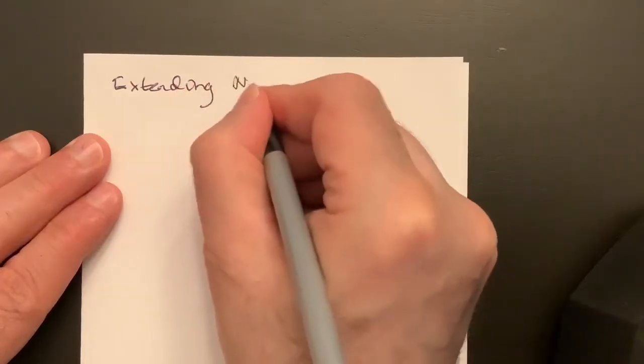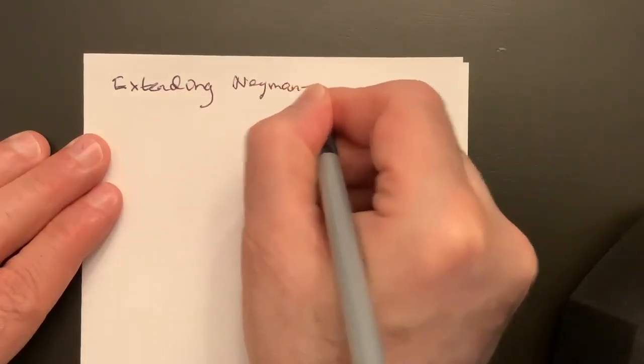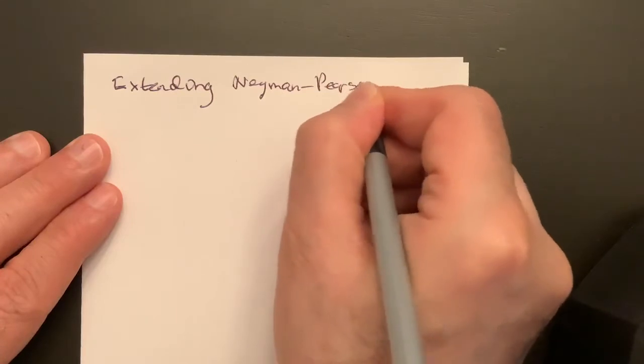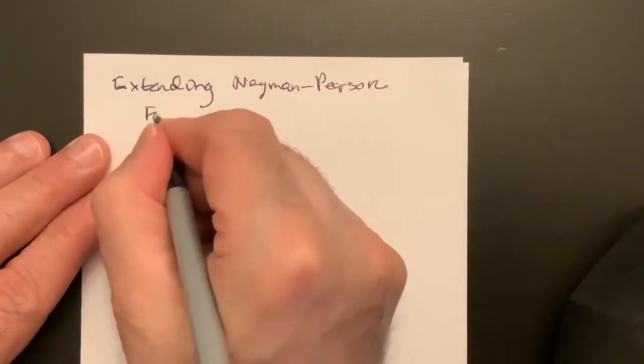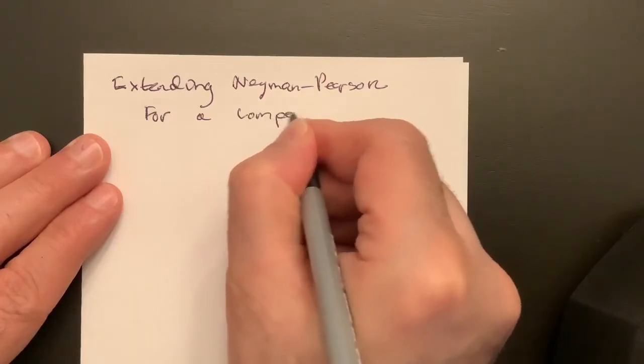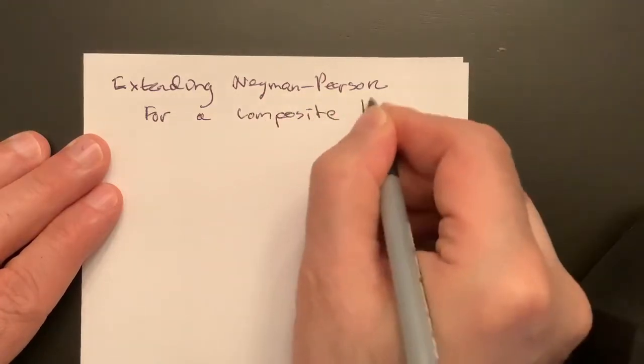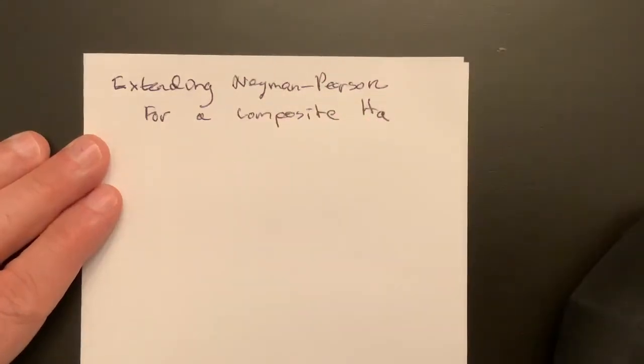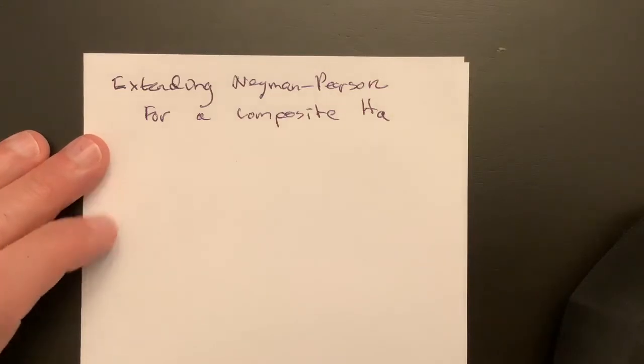Extending Neyman-Pearson for a composite HA. Okay. So almost all the tests until the last lecture had composite alternative hypotheses.